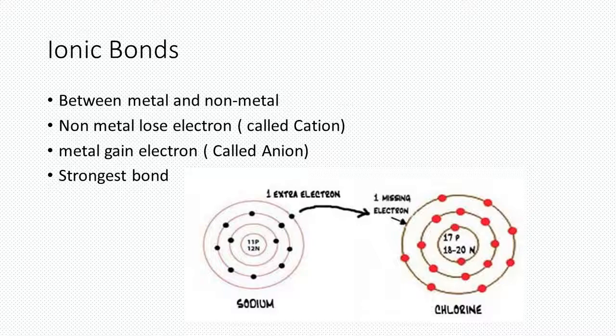Ionic bonds are the strongest bonds because they do not share, they lose or gain electrons. Therefore, they are the strongest bonds.